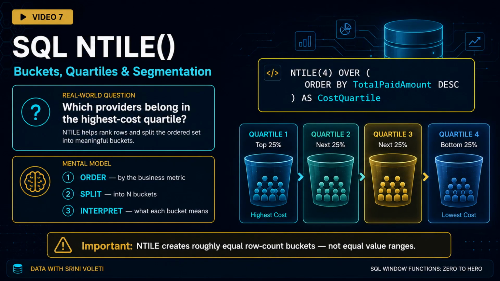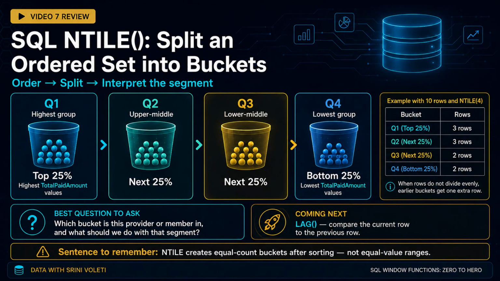Let us close this out by stepping back from the syntax. Ntile is really about segmentation. We order the rows, split them into buckets, and then interpret what each segment means. For our provider example, Q1 was the highest cost group because we sorted total paid amount descending. If we had sorted ascending, the meaning would have flipped. That's why the order inside OVER is still doing the business work.